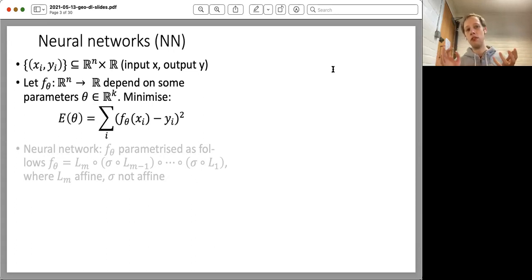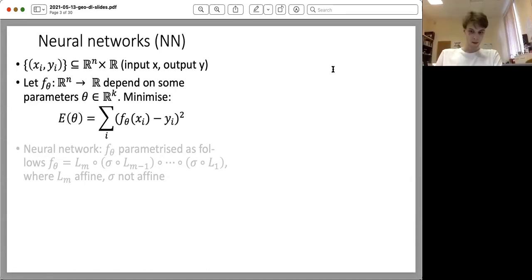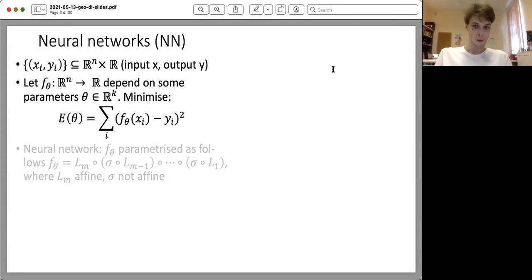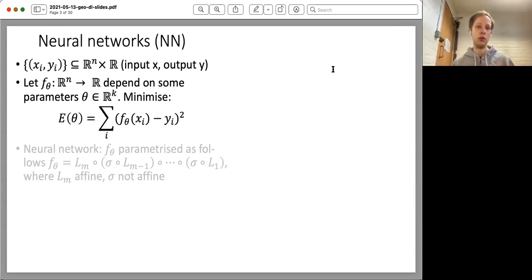You choose some family of functions from R^n to R, parameterized somehow by some parameters, theta. And then you want to find the best parameter in the following sense. You want to minimize this error. So you always compare f of x minus what would be supposed to be the output of your function f. And then you square all these errors, sum them all up, and that's the error of theta, and you want to minimize this.